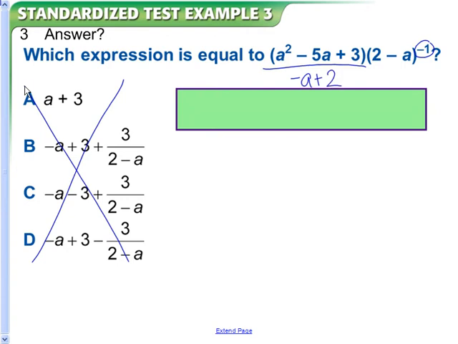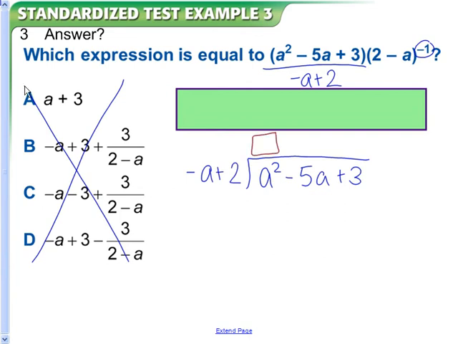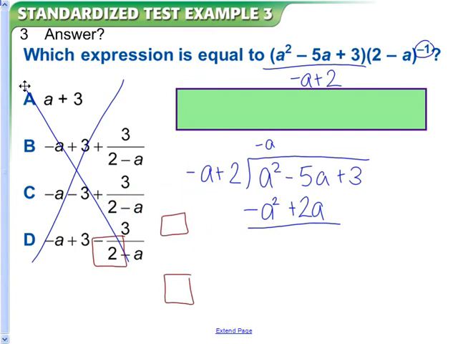Okay, so let's write out our long division. A squared minus 5a plus 3. And we get negative a plus 2 in front. What number times negative a gives us a squared? Well, that would be a negative a. Okay, and negative a times negative a is positive a squared. Negative a times 2 is negative 2a. Draw the line, change the signs. Move our boxes out of the way. And a squared's canceled out, and I get negative 3a.